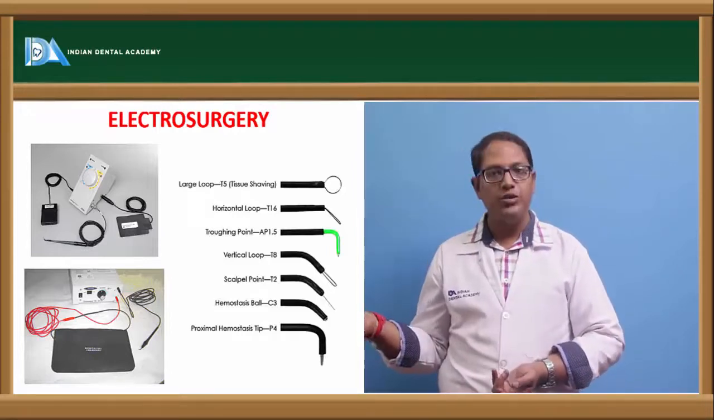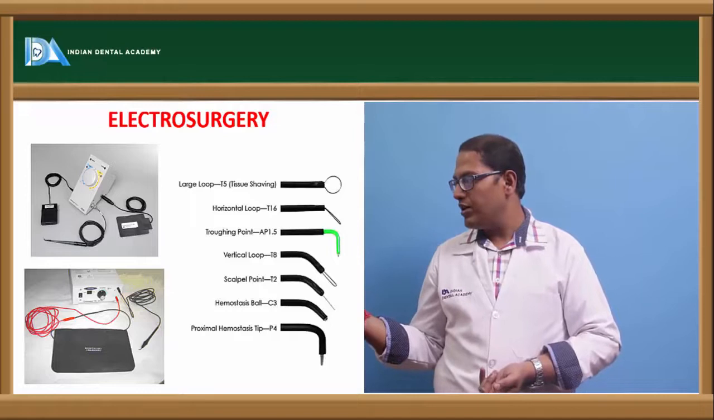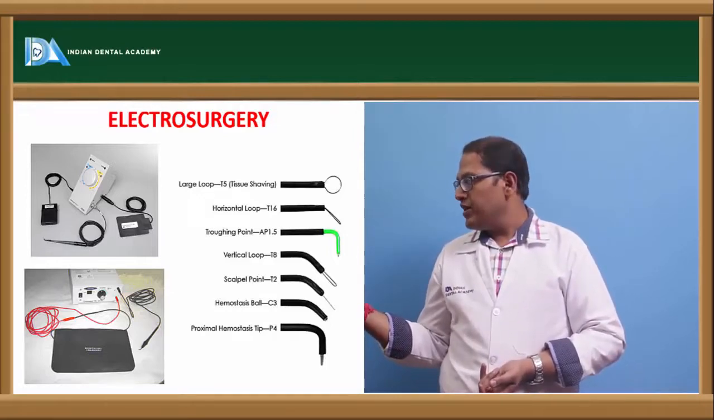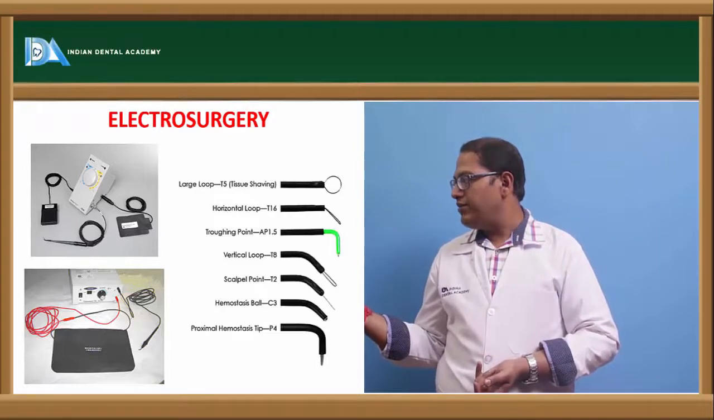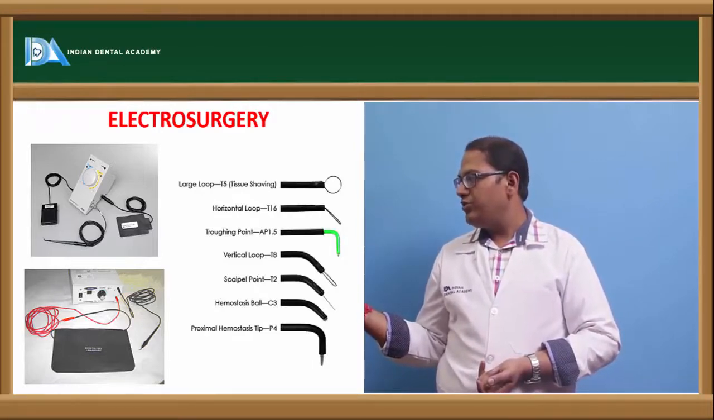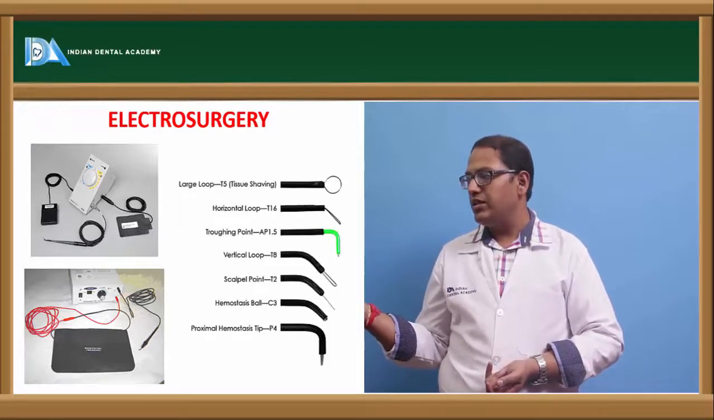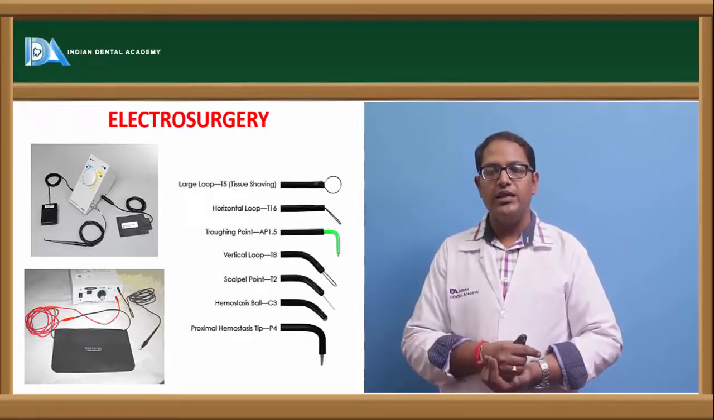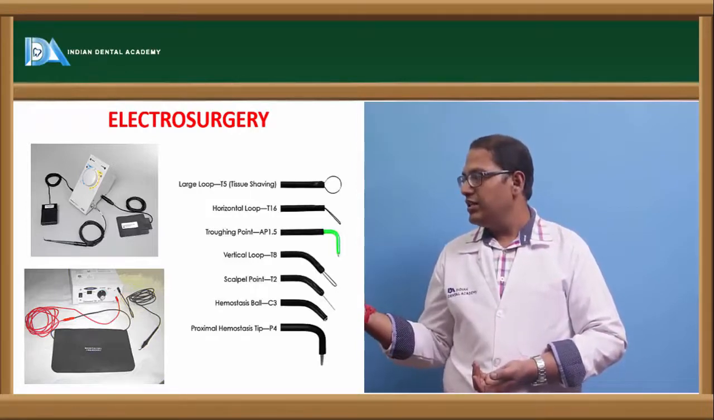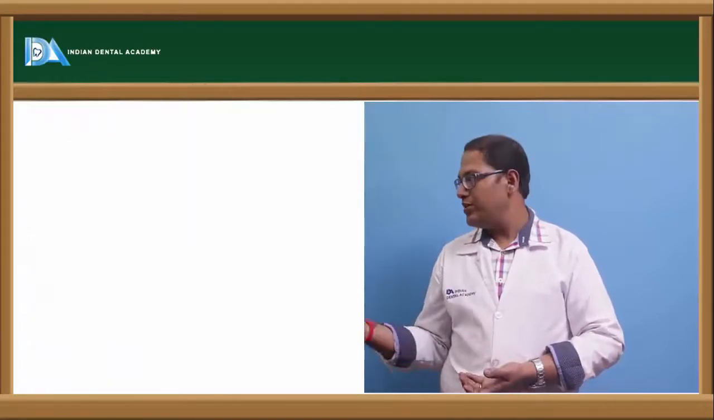That is one more thing we need to talk about when we are talking about fluid control and soft tissue management, that is the crown lengthening procedure. We'll come to that. So scalpel points are there. We have vertical loops, we have toughening points, horizontal loops. All different points are available. With these, based on the amount of gingiva and the biotype of the gingiva, we have to decide which tips we are supposed to use for electrosurgery.